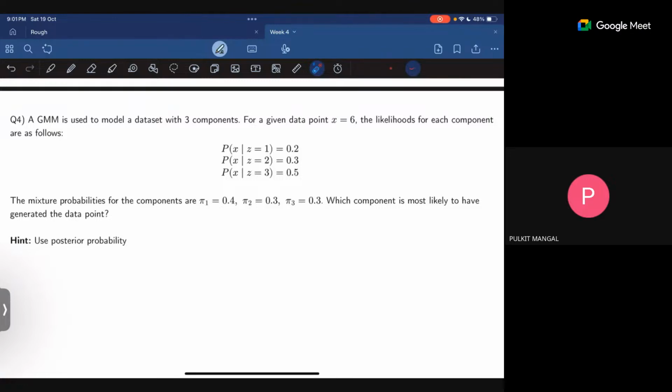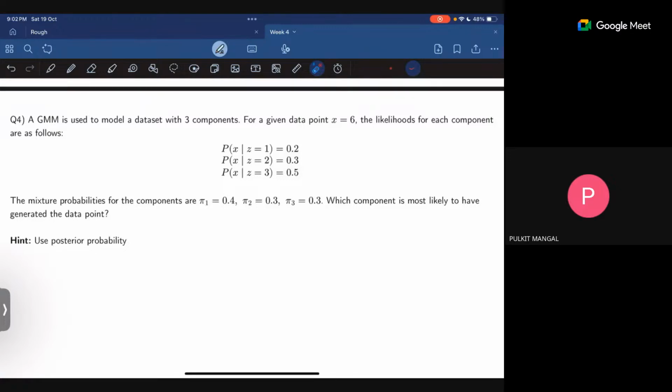Okay, so if you remember our story for sampling from GMM, we first choose the component. The probabilities of choosing the component are these, and then once we have chosen the component, we sample our data point from that component. So it is that probability, given we have chosen this component, that we sample the data point from it, and that probability is 0.2, and similarly 0.3 here and 0.5 here.